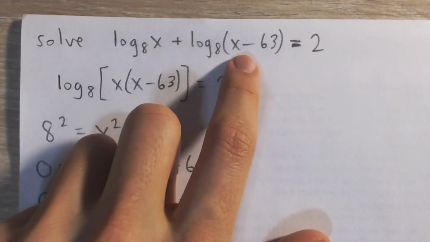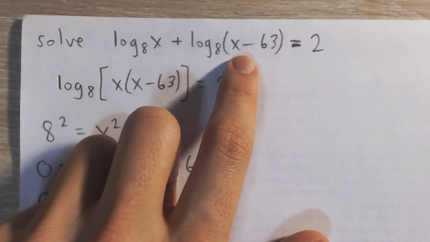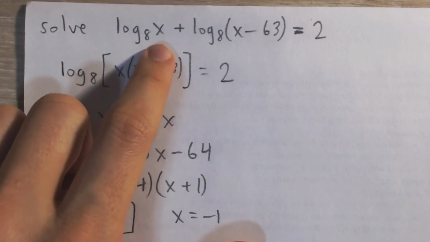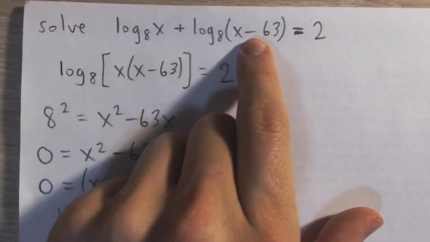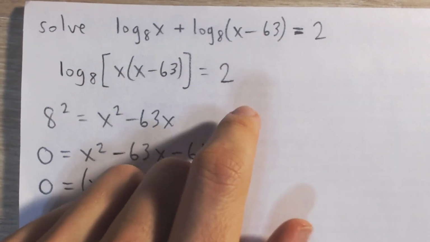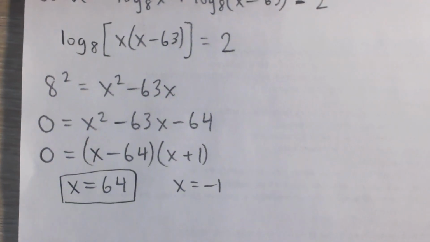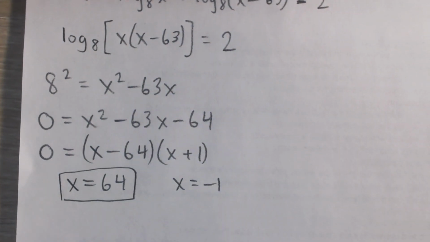That would be good enough, but take note that it also doesn't work for this log. Whereas for 64, log base 8 of 64, that's defined. And log base 8 of 64 minus 63, that's log base 8 of 1. That's also defined. And so 64 works, and so 64 is our final answer.